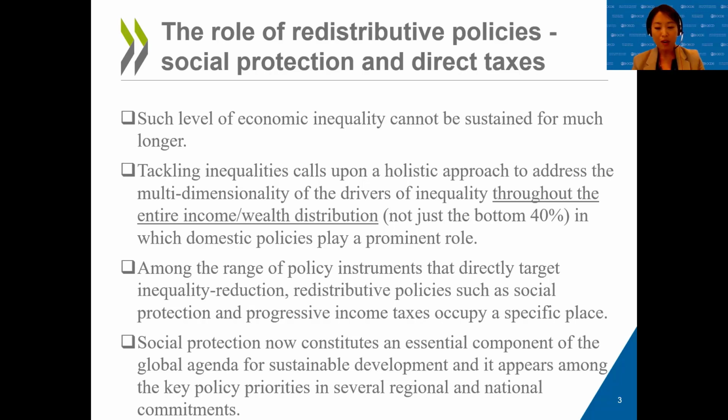Why? Because social protection now constitutes an essential component of the global agenda for sustainable development, and it appears among the key policy priorities in several regional and national commitments. The renewed interest in social protection reflects both the recognition of social protection as a human right under international human rights law and the fact that investing in social protection is increasingly considered as a key mechanism for achieving inclusive growth.